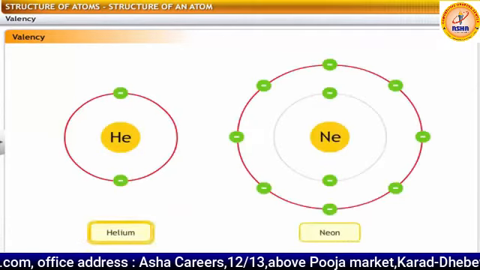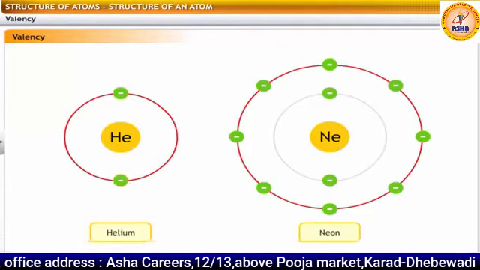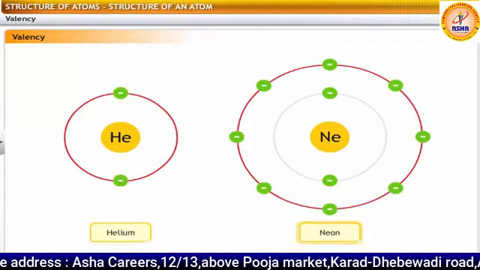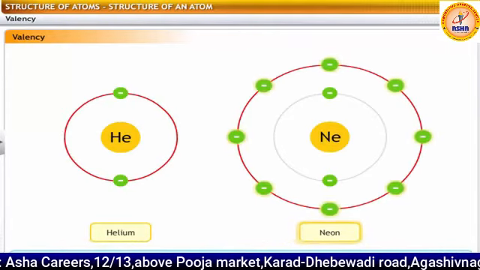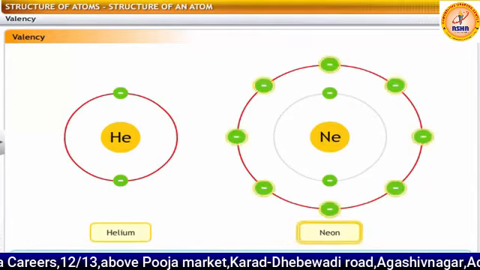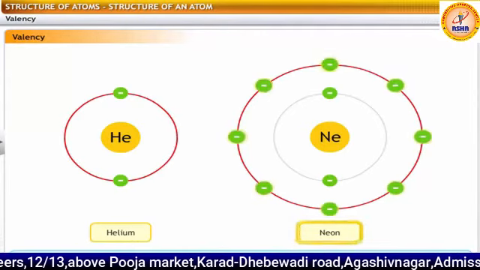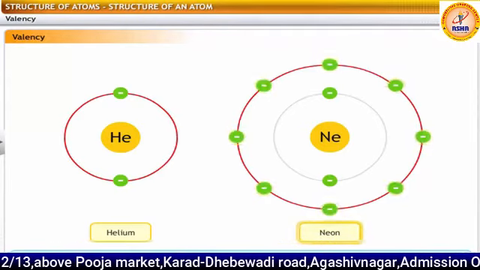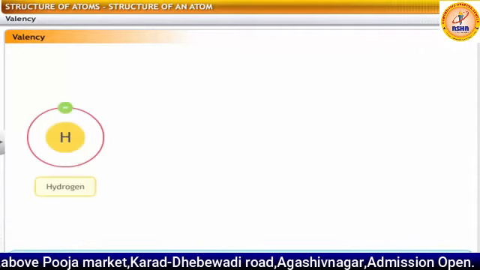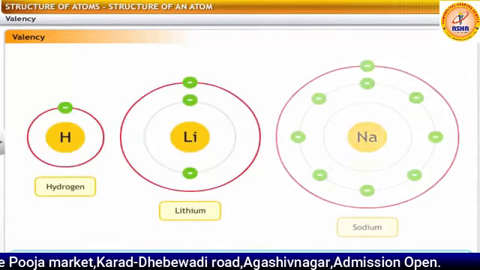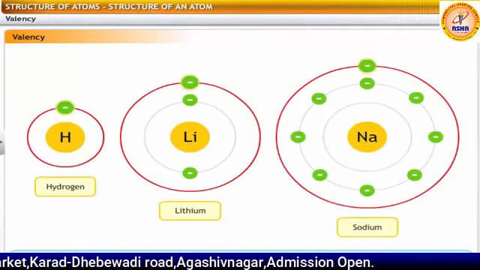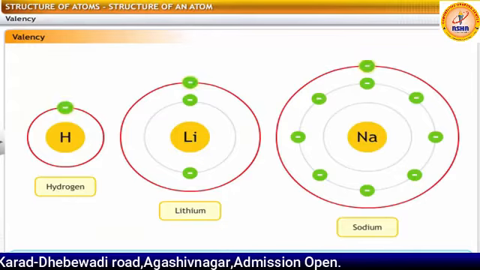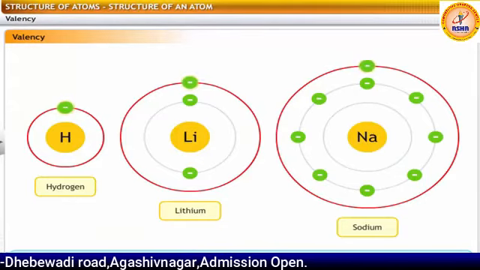For example, helium and neon, where helium has 2 electrons in its outermost shell and all other inert gas elements have 8 electrons. The combining capacity of the atom to form molecules either with the same or different elements is defined as valency. For example, elements like hydrogen, lithium, and sodium atoms contain 1 electron in the outermost shell. Therefore, they can lose 1 electron. So their valency is 1.